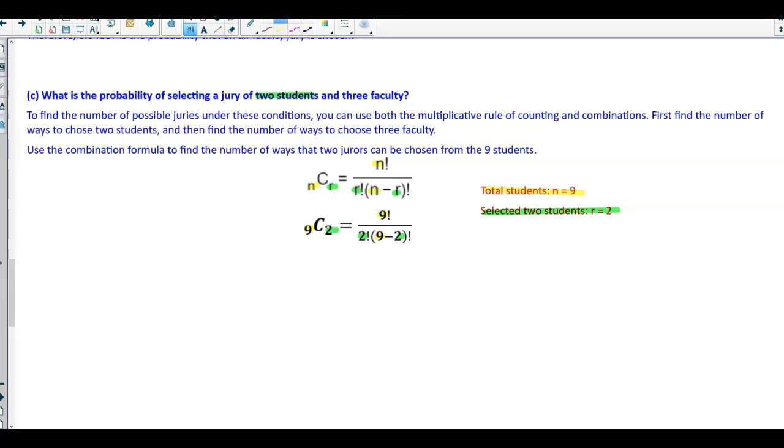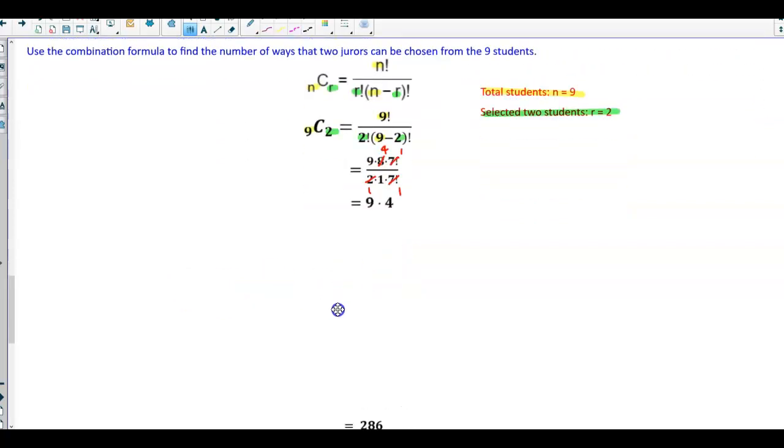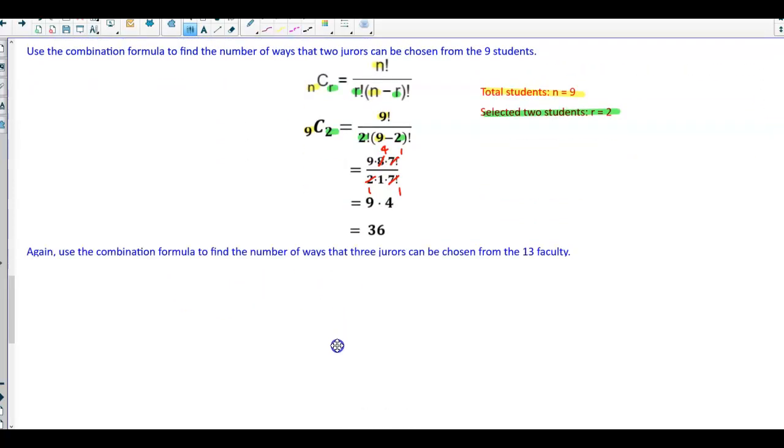Okay? And now what we're going to do is go ahead and simplify. So we know that 9 minus 2 is 7, so that's 7 factorial. So in the numerator, we just need to go to 9 times 8 times 7 factorial. So we can simplify the 7 factorial. And we also know that 2 factorial is 2 times 1. So now we can simplify 2, which goes into 8 4 times. So now we end up getting 9 times 4, which is 36.